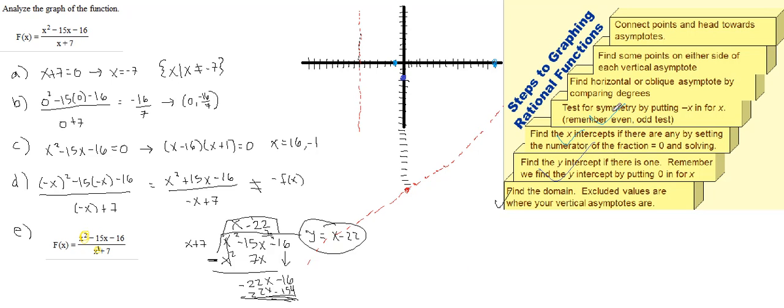Then we're going to find some points on either side of each vertical asymptote. We already have some on this side. We would want to find some on the other side to plug into the function. This was at negative 7, so maybe I want to pick negative 10. I'll call this part F. We plug negative 10 into our function: negative 10 minus 15 times negative 10 minus 16, all over negative 10 plus 7. Here we'd actually get negative 78. So if we were at negative 10 here, we're going to be way down here at negative 78.